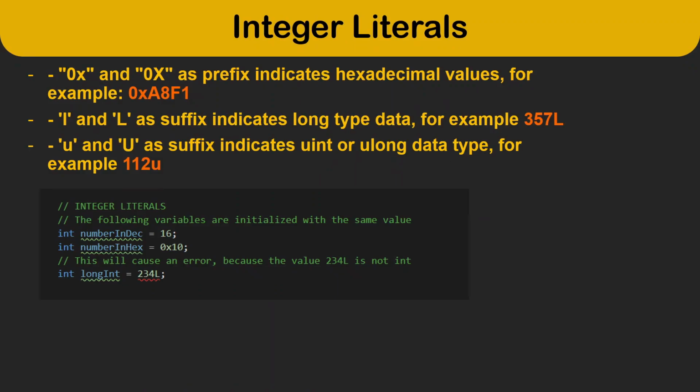Integer literals are sequences of digits. They can contain also a sign, like plus or minus, and suffixes and prefixes. With them, we can indicate if it is a hexadecimal value with X, whether it is long type with L, or whether it is uint or ulong with the character U.